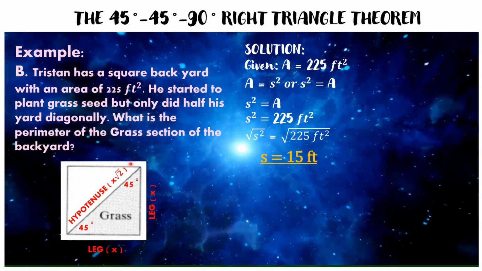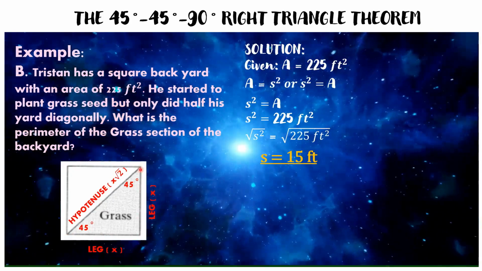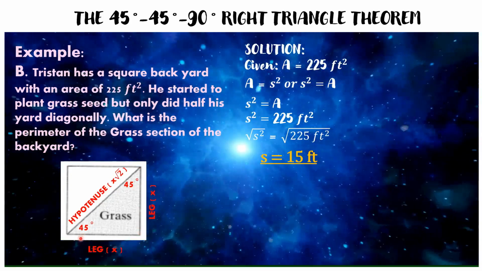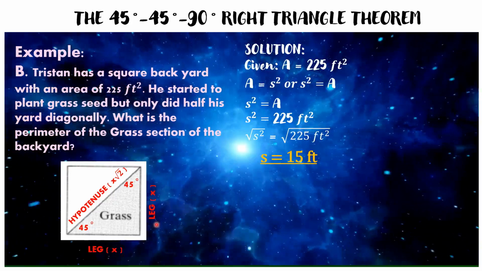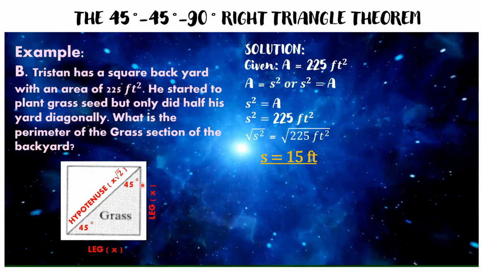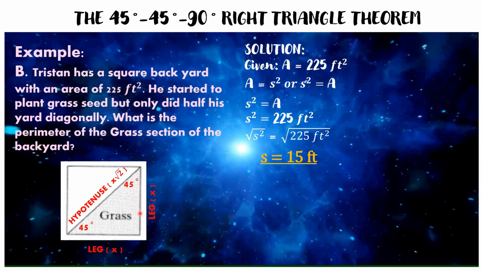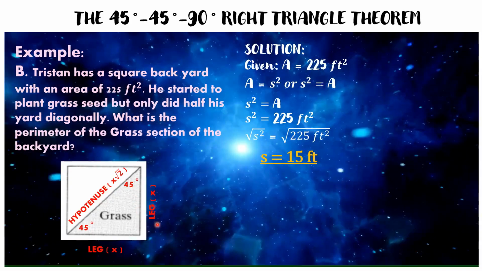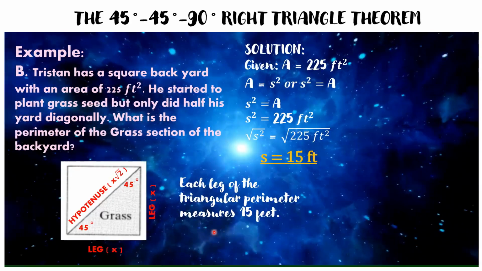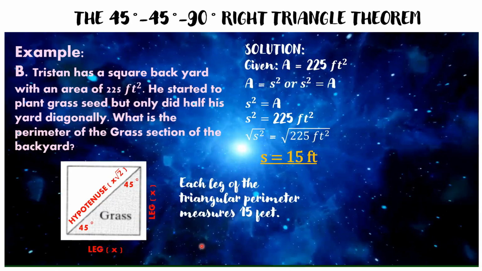So, ang sukat nito 15. This is also 15. And this is also 15. So, kung mapapansin nyo sa ating illustration, itong side na to at saka itong side na to, it pertains to the leg of the given right triangular grass section. So, kung 15 to, ibig sabihin po, ang sukat ng legs natin, the two legs of the triangular grass section measure 15 feet. So, this is 15, this is 15.